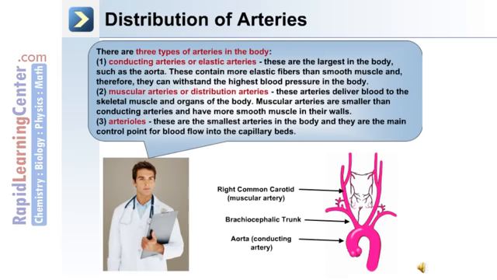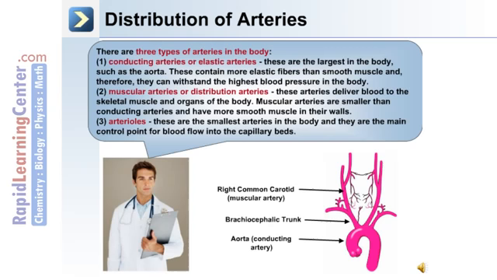There are three types of arteries in the body: conducting arteries, muscular arteries, and arterioles. Conducting arteries, or elastic arteries, are the largest. An example is the aorta. These contain more elastic fibers than smooth muscle and therefore can withstand the highest blood pressure in the body.